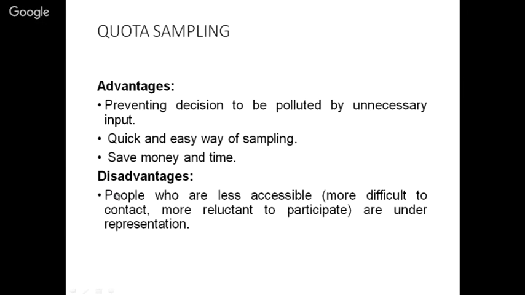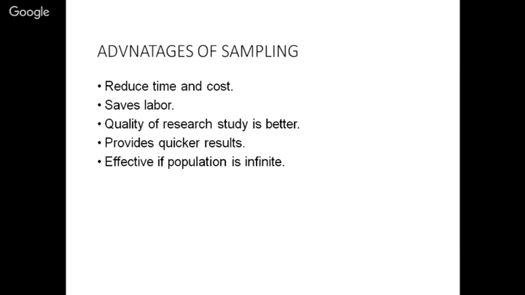The various advantages of the quota sampling method are preventing the decision from being polluted by unnecessary input, and it is a quick and easy way of sampling. The cost per person interviewed is very low, so it saves money and time for the researcher. Different disadvantages are that people who are accessible are included, while people who are more difficult to contact or more reluctant to participate are under-represented.